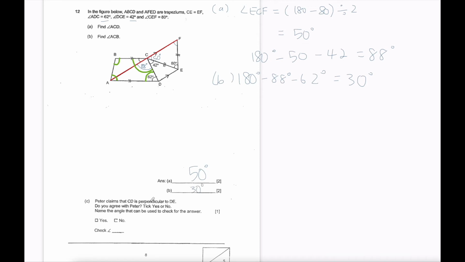So Peter claims that CD is perpendicular to DE. So when we see perpendicular lines, they will need to form 90 degrees. So CD and DE. Is this 90 degrees? It's not. The reason why is because, okay, I'm going to erase my question mark, because it's blocking the space.